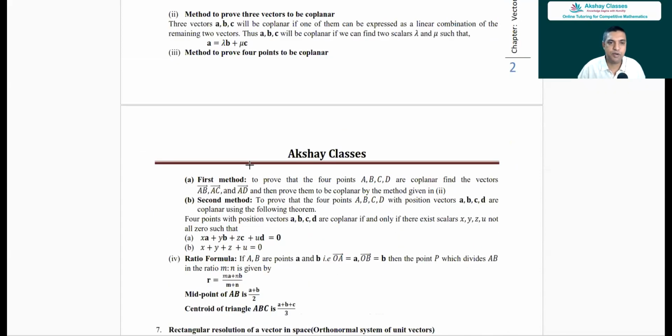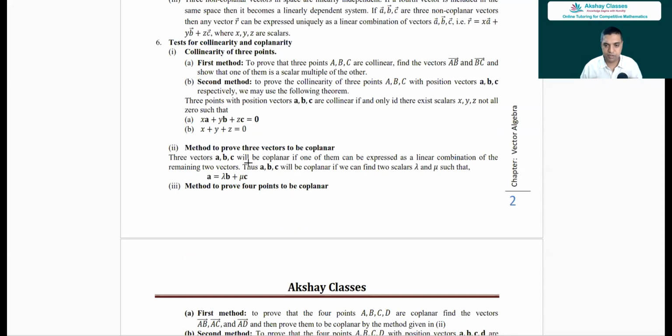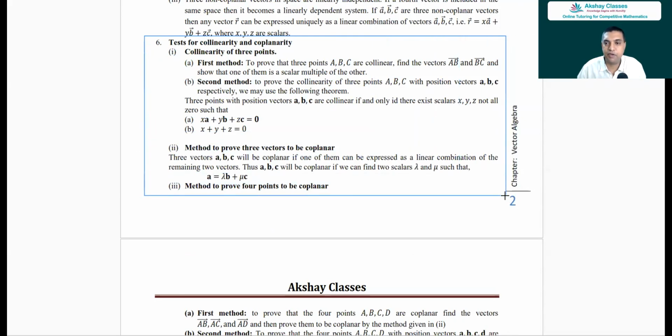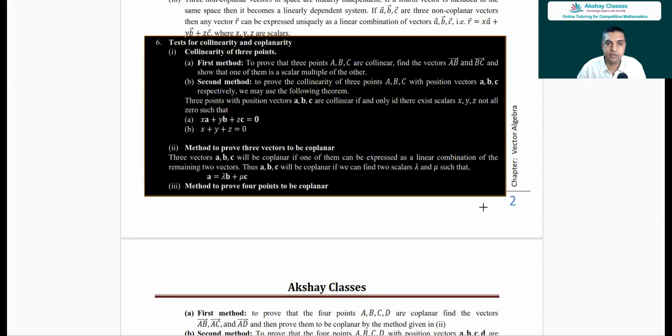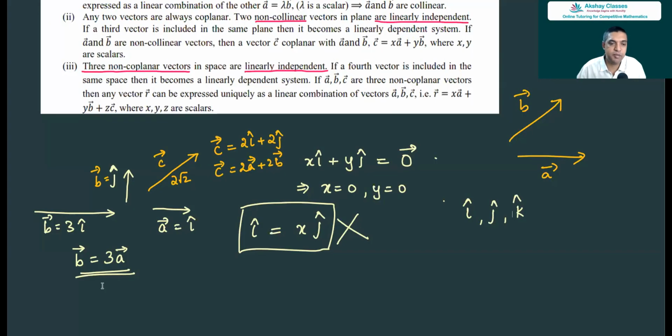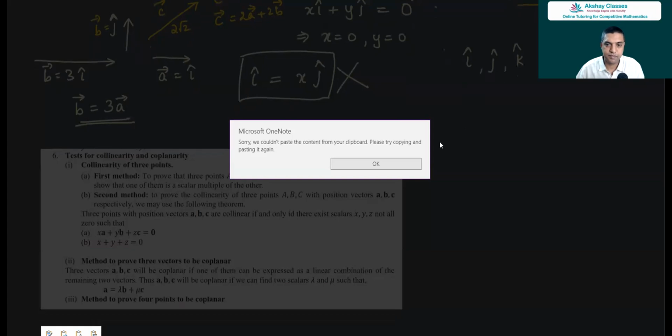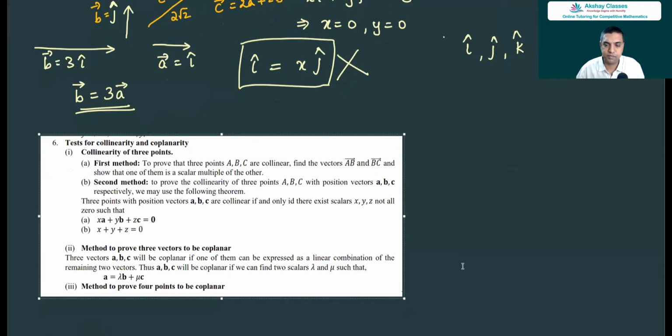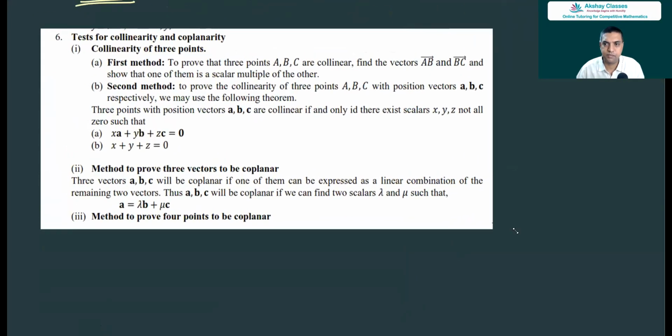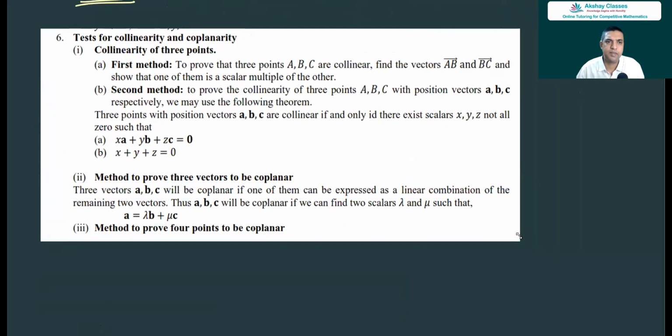Okay, test for very quickly. We'll go through this. It's not so critical. So far, what I described is very, very important, and the basic fundamental understanding of vectors. Now test for collinearity and coplanarity.